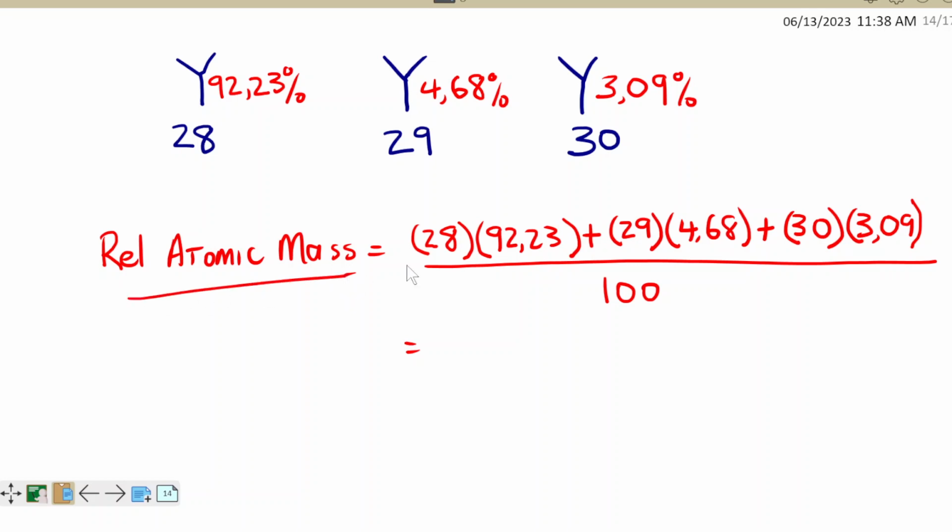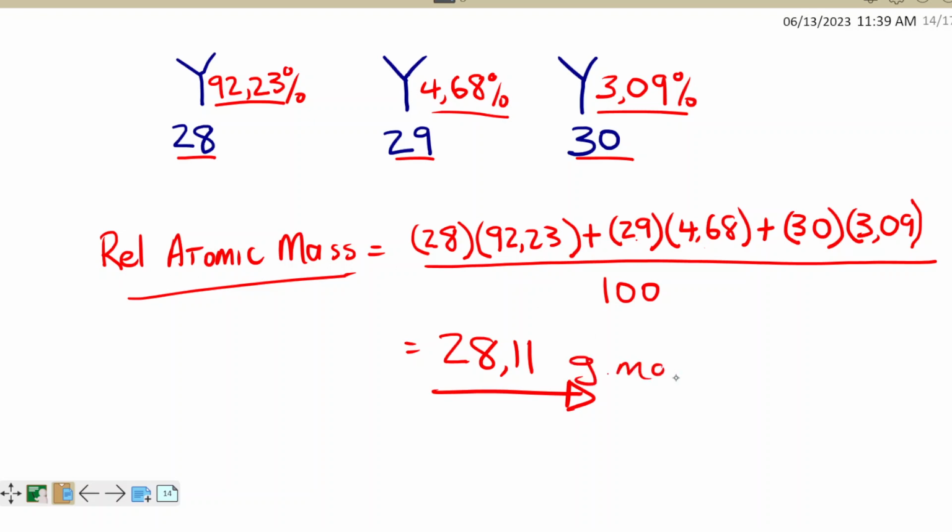Relative atomic mass is equal to, you look at the first atom, which is 28, you multiply it by its percent, which is 92.23, plus you take the second atom, which is 29 (4.68), you multiply the mass by the percentage, you take the third atom, which is 30, you multiply it by the percentage, which is 3.09. All of that, we divide by 100. Then you press all of that in a calculator, then you divide by 100, the answer will be 28.11, that is the relative atomic mass, which will be in grams per mole.